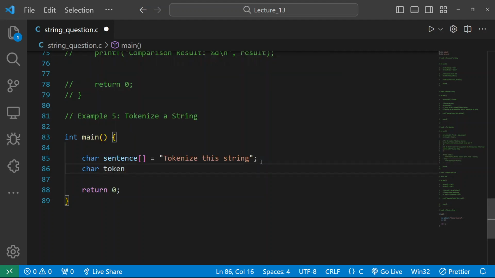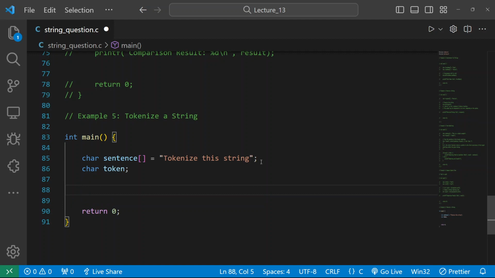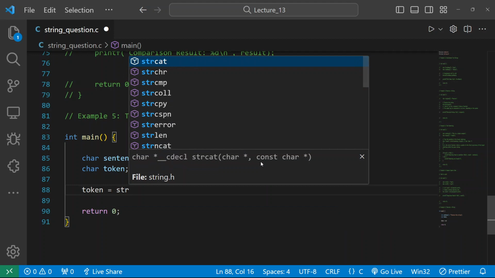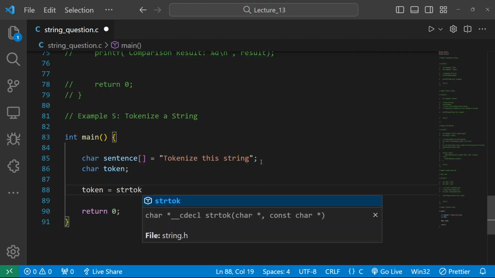Remember, it will not work just by writing a char token. The reason is this function, strtok. Here you can see I got some information, and here you can see the asterisk sign. That is your pointer. Have you seen this? Some information is provided. I'm highlighting this. Yes or no? Good.